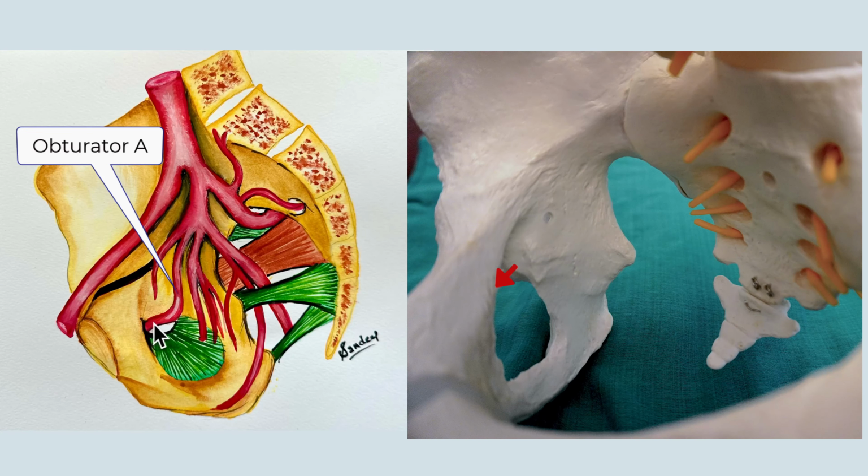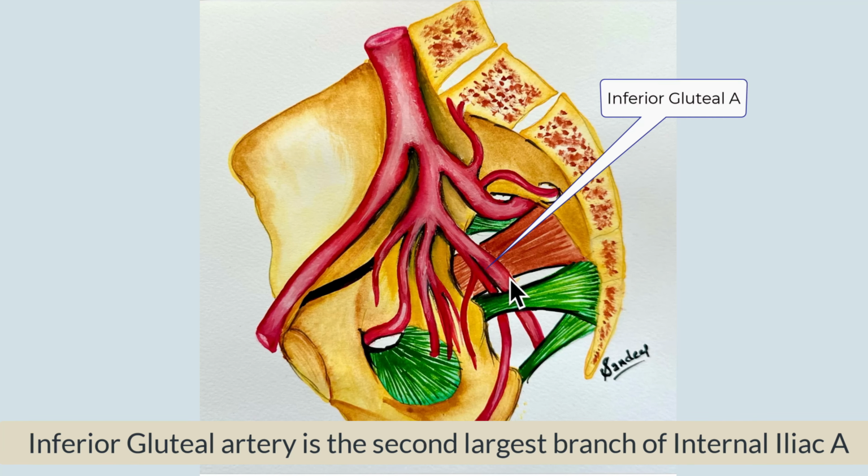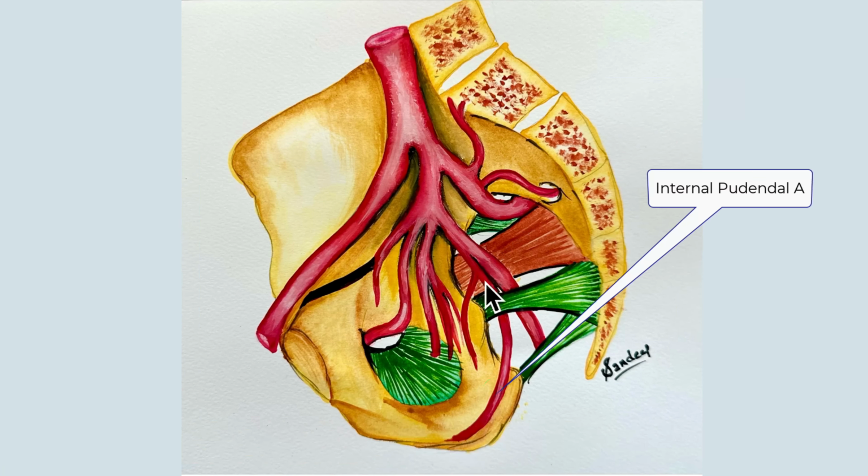So the anterior trunk frequently continues as the inferior gluteal artery and exits the pelvis through the lower part of the greater sciatic notch. The inferior gluteal artery is the second largest branch of the internal iliac artery. This is the internal pudendal artery.